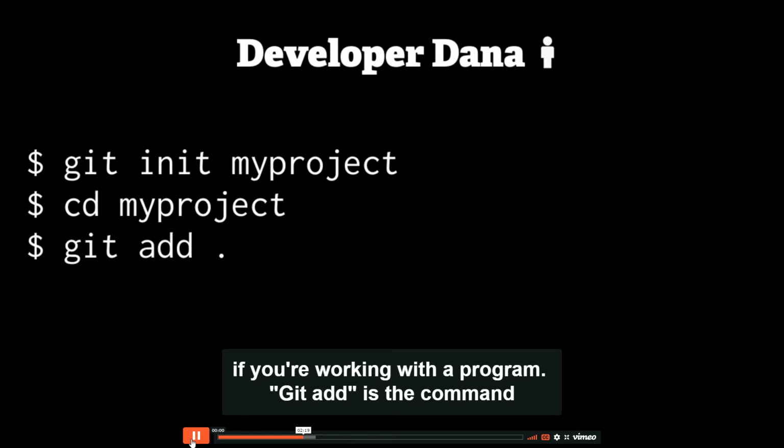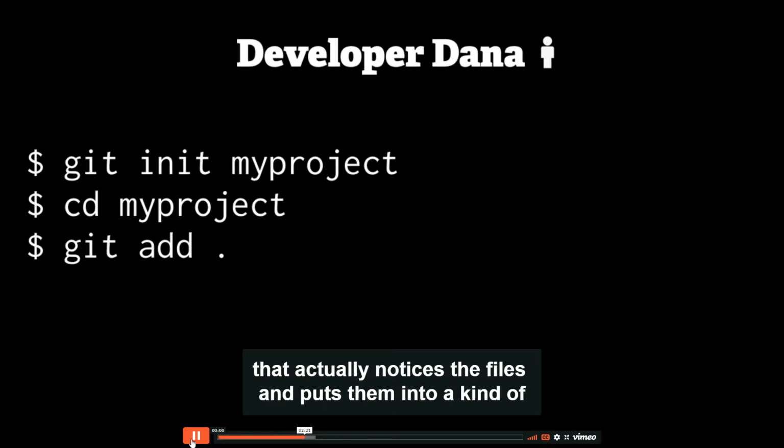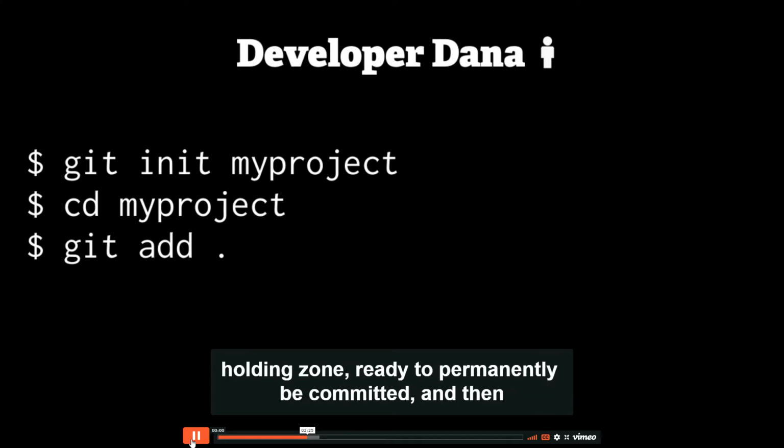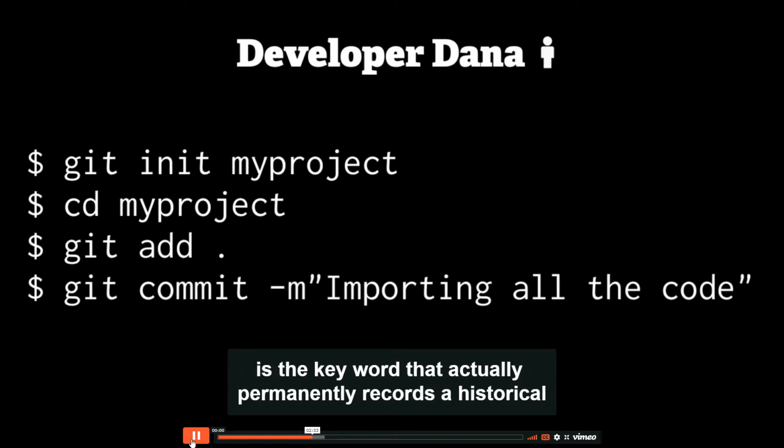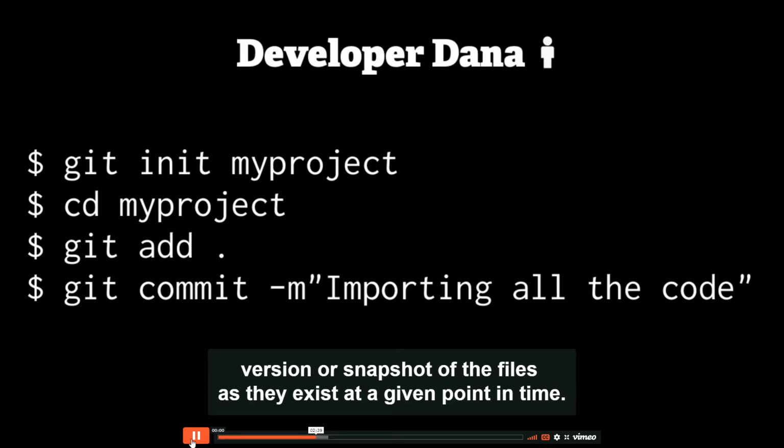Git add is the command that actually notices the files and puts them into a kind of holding zone, ready to permanently be committed. And then nicely aligning with the word that we just used, commit is the keyword that actually permanently records a historical version or snapshot of the files as they exist at a given point in time.